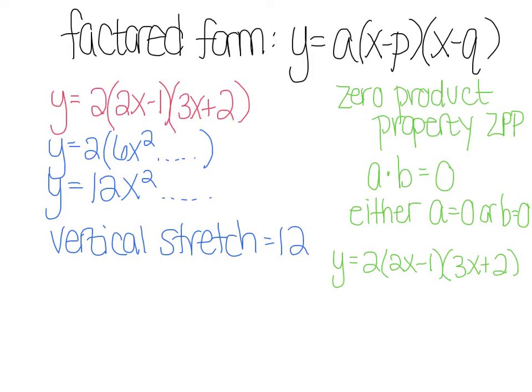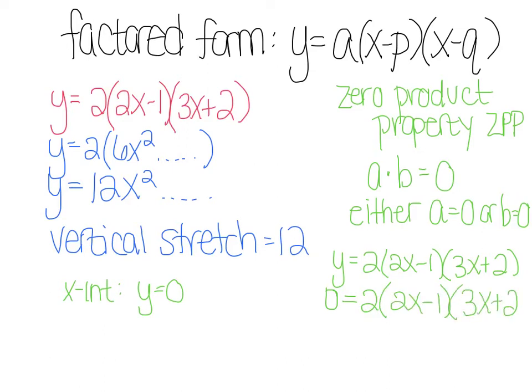what we see is that we've got two different main factors here. And if this product is going to equal 0, either this factor has to equal 0 or this factor has to equal 0. So remember, an x-intercept is when y equals 0. So what we really have is 0 equals 2 times (2x minus 1) times (3x plus 2). I know I can divide both sides by 2, and I'm still going to get 0 equals (2x minus 1) times (3x plus 2).